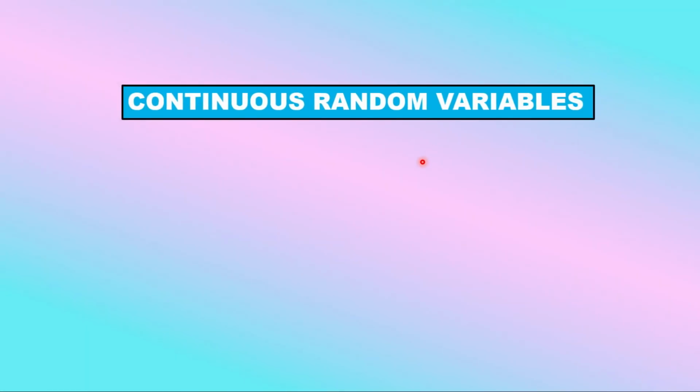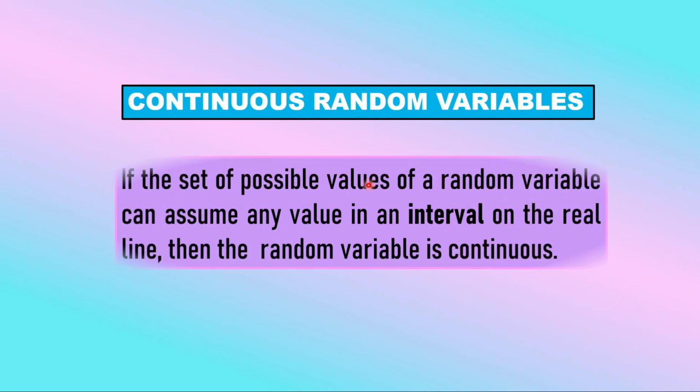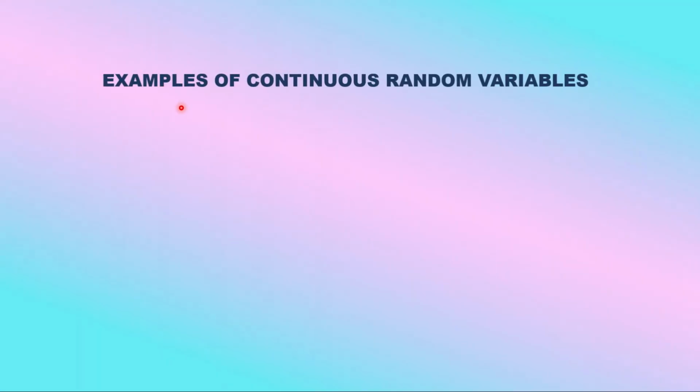What is a continuous random variable? If the set of possible values of a random variable can assume any value in an interval on the real line, then the random variable is continuous. Example of continuous random variable.